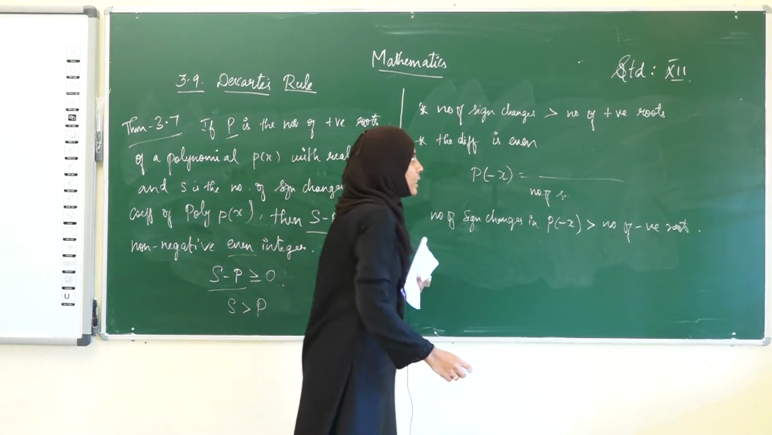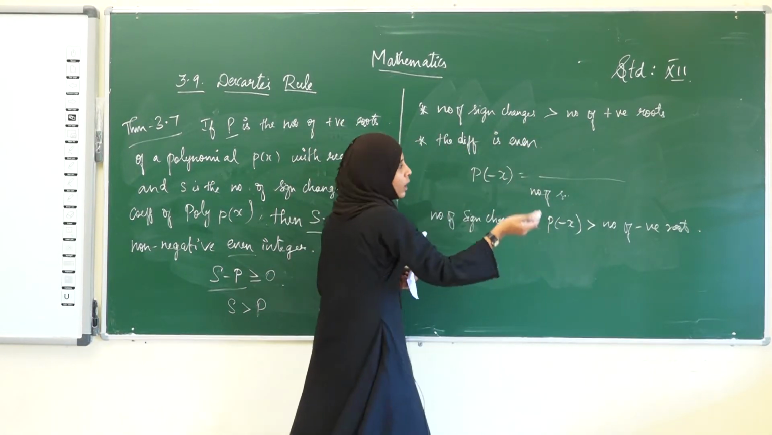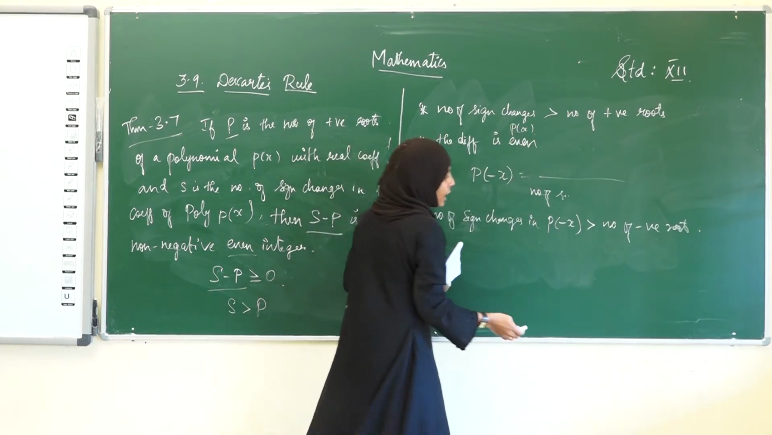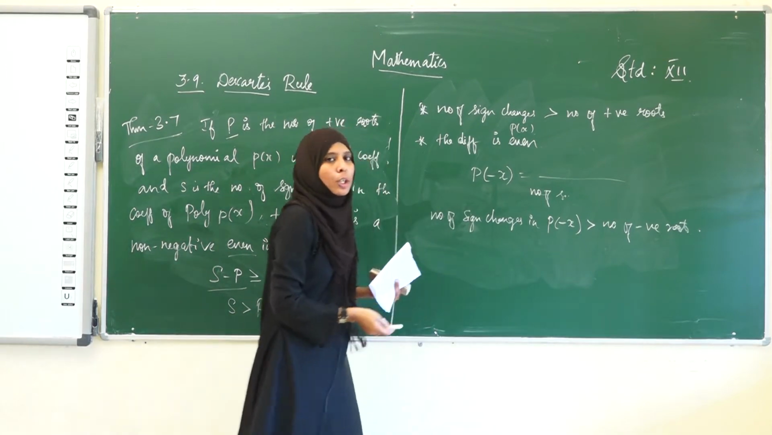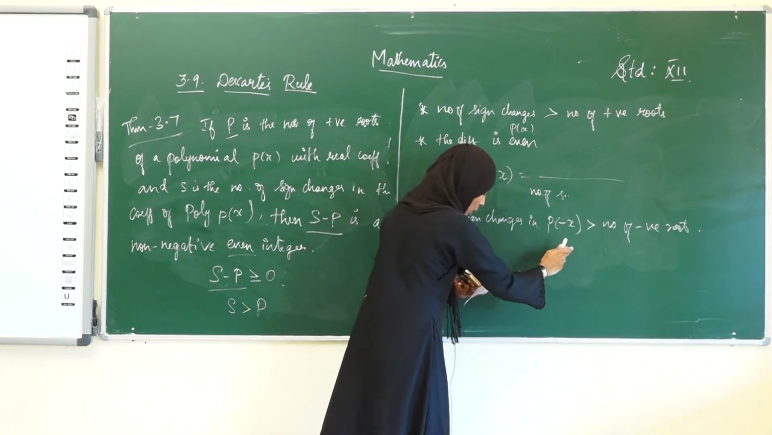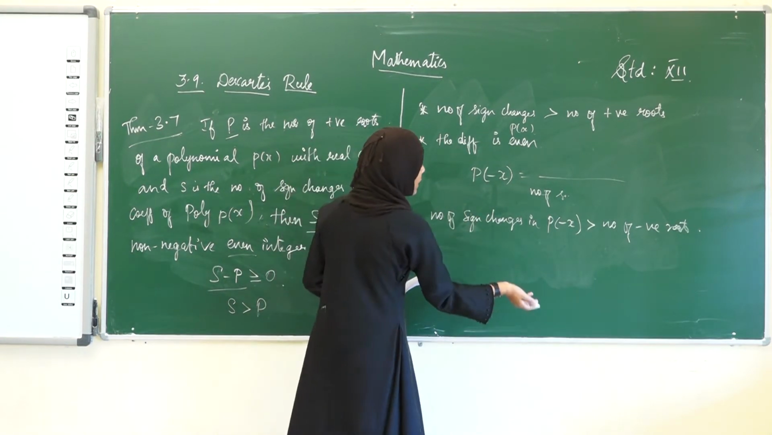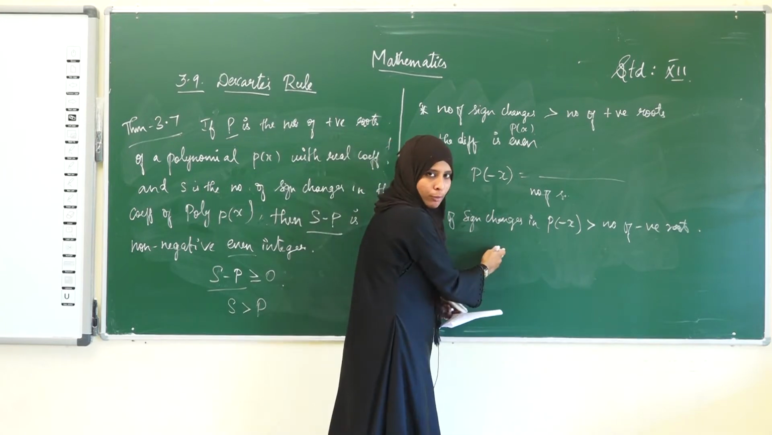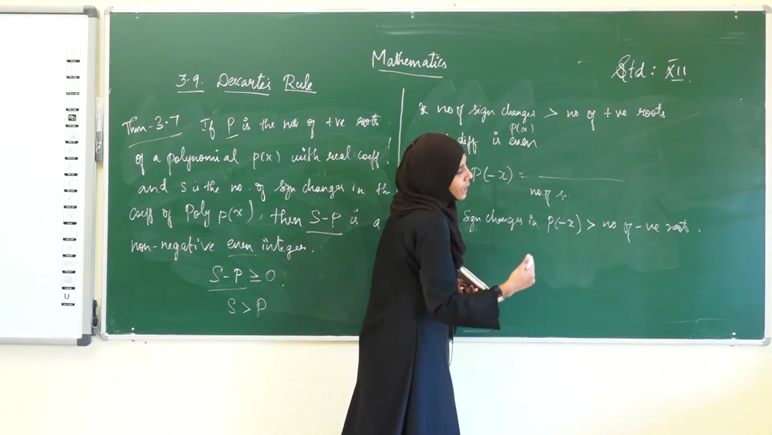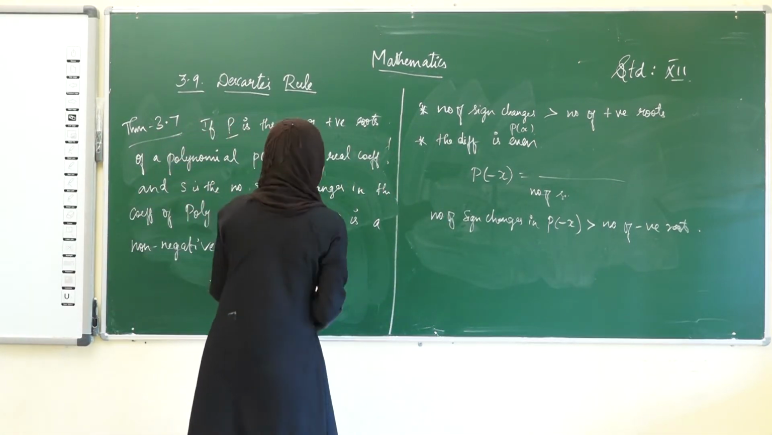Okay. So what we can say is, the number of positive roots should not exceed the number of sign changes in p of x. And the number of negative roots of the polynomial p of x cannot exceed the number of sign changes in p of minus x. Similarly, the difference between them, the number of sign changes in p of minus x minus the number of negative roots, will be an even non-negative integer. Okay, like this, the same theorem.